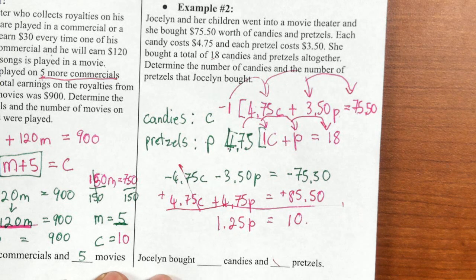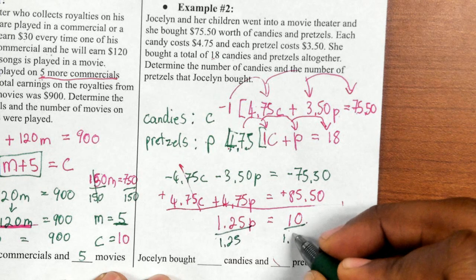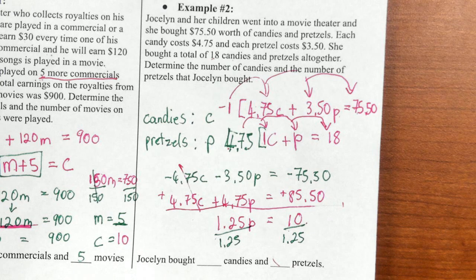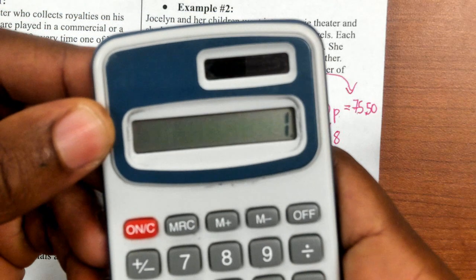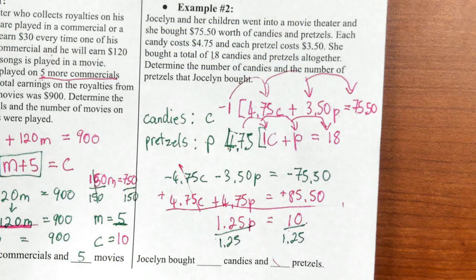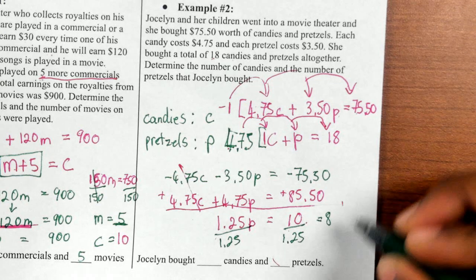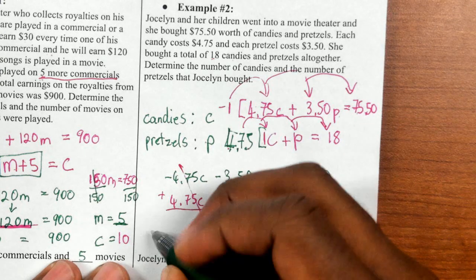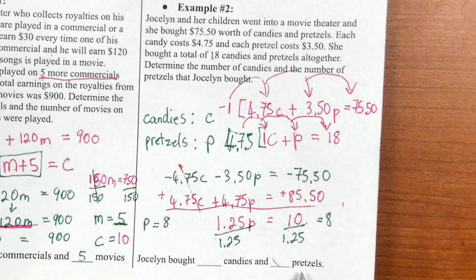So now we're going to divide both sides by 1.25. I don't know what that is out of my head, so I'm going to put it in my calculator. 10 divided by 1.25 would give me 8, all right? So again, this will give me a result of 8. So your P is 8. So we're going to write that P is equal to 8. So that's the amount of pretzels we have.